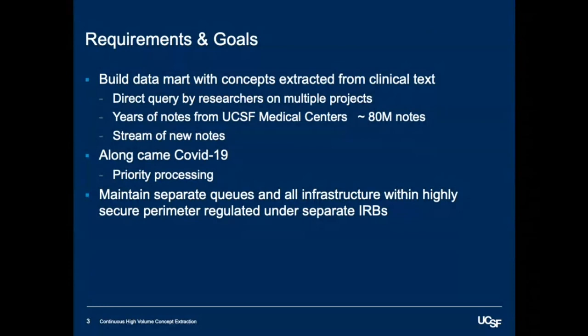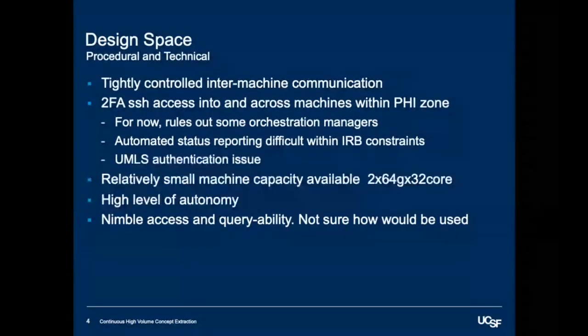Here's a quick snapshot of some of our design requirements. Thinking about that 80 million note backlog plus a million new notes per month plus a new COVID stream. And we had some constraints. We didn't have a lot of machine power, and we had extremely tight control over intermachine communications and visibility to other UCSF assets. It had to run at full throttle kind of inside of a black box, and it had to run autonomously for weeks or months, providing some status.